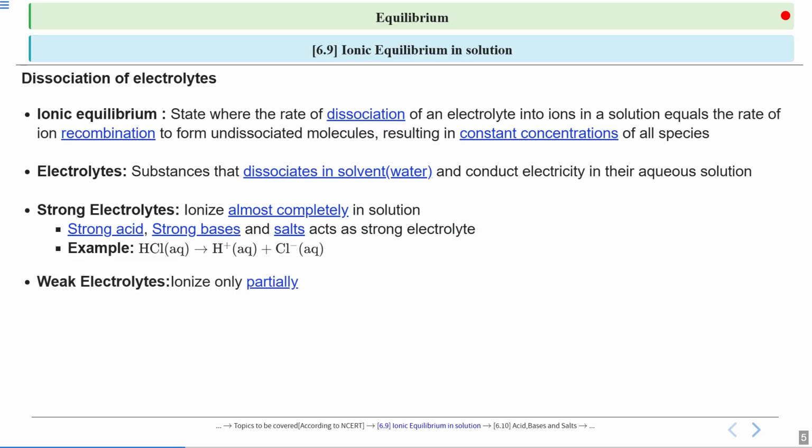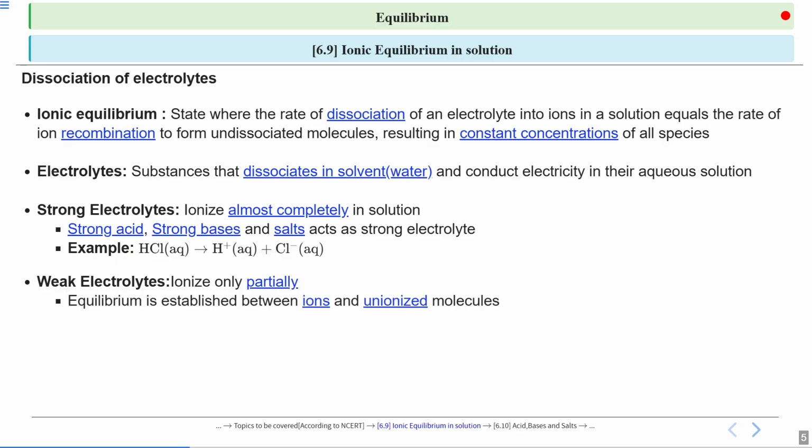Similarly, what are weak electrolytes? These are electrolytes which ionize only partially. It means that if 2 moles of the electrolyte are soluble in your solution, then out of the 2 moles, only 1 or only 1.8 may dissociate, so either can be the case, but the whole part will not get dissociated. Clear?